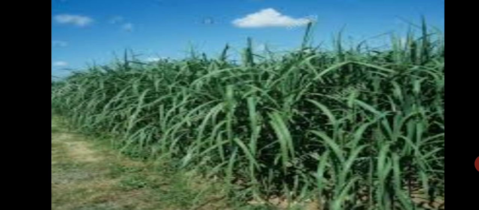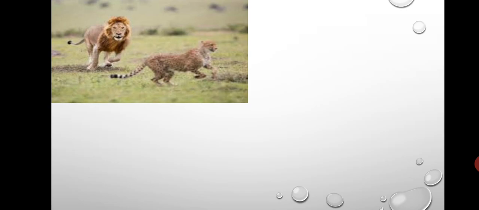Height of grass is around 6 meter. That's why it is also called as elephant grass. Trees are rare and have umbrella-like canopy. Examples: acacia, agave, sisal, pineapple, cactus, etc. Large number of herbivorous and carnivorous animals are found here.